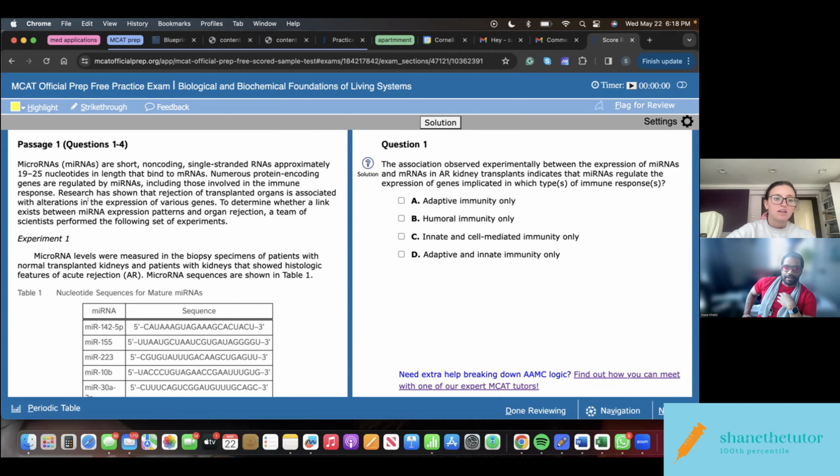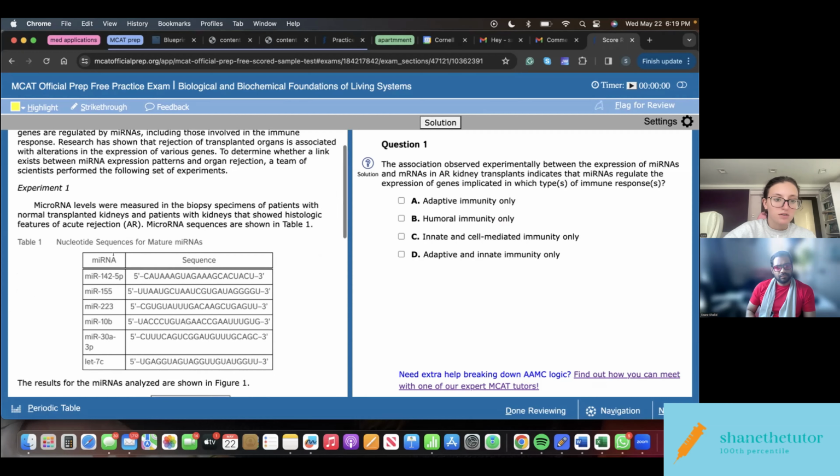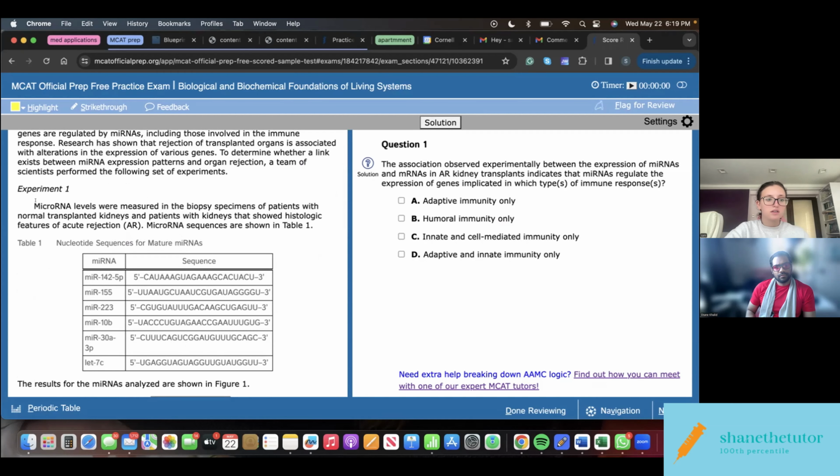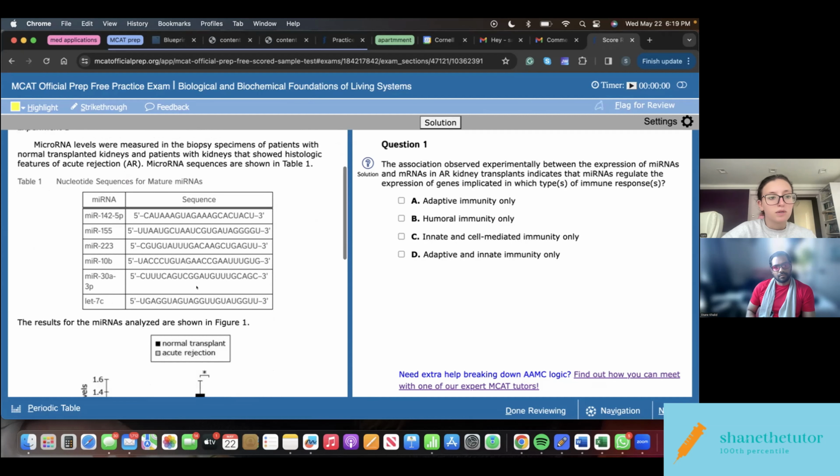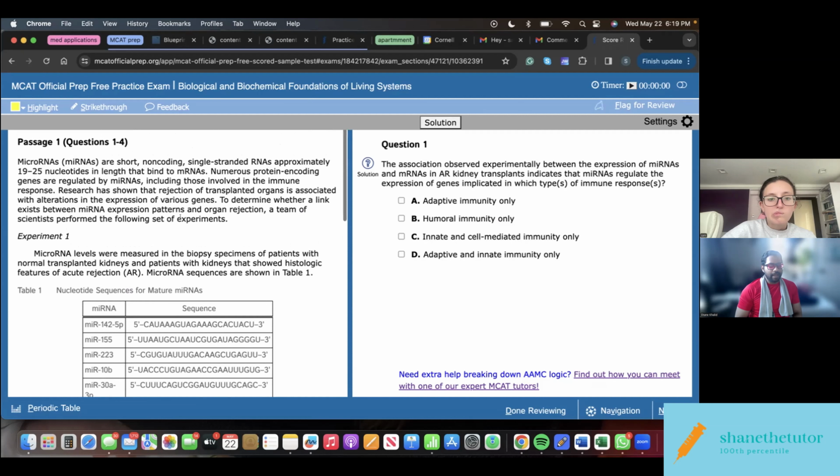And I'll be asking you about those buzzwords. MicroRNAs are short, non-coding single-stranded RNAs, approximately 19 to 25 nucleotides in length that bind to mRNAs. Numerous protein-encoding genes are regulated by microRNAs, including those involved in the immune response. Research has shown that rejection of transplanted organs is associated with alterations in the expression of various genes. To determine whether a link exists between microRNA expression patterns and organ rejection, a team of scientists performed the following sets of experiments. Okay, so you're reading that really fast.